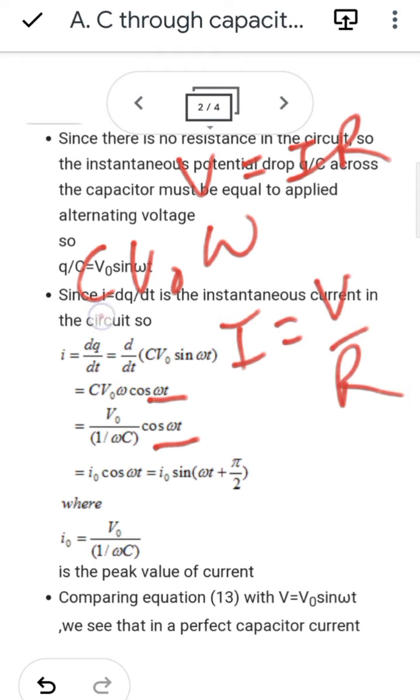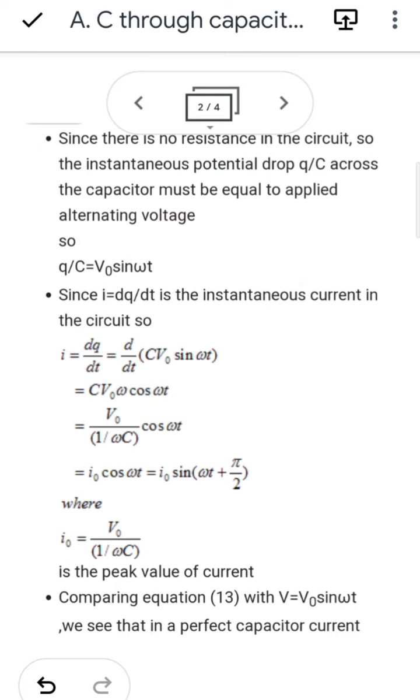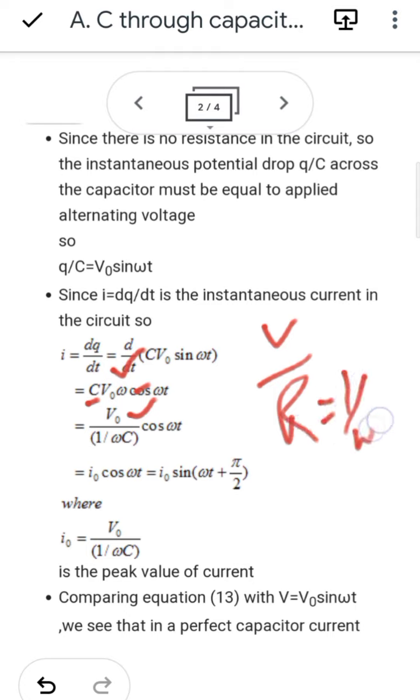You have to convert this formula into the form I is equal to V upon R. So V0 upon R is C omega. So convert this C omega in the form of V upon R. So the value of R is equal to 1 upon omega C. So this one will be equal to V0 upon R, where R is 1 upon omega C, of cos omega t.